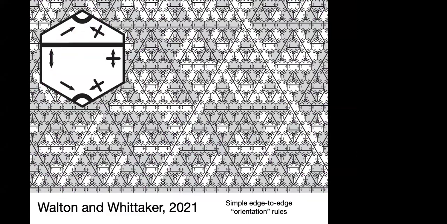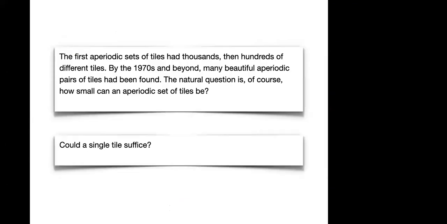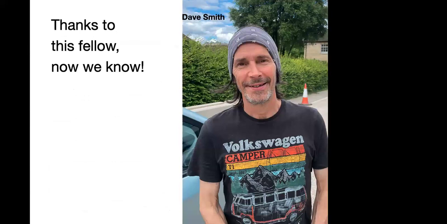And then this is an example, you can't quite see it, by Walton and Whitaker in 2021, so just 3 years ago, where this is a single shape that is also an aperiodic monotile, but the rules are a little complicated involving the way that these arrows work. And so again, you can't code this with a single shape. So that pretty much was the state of the art. And so here we are with the hat.